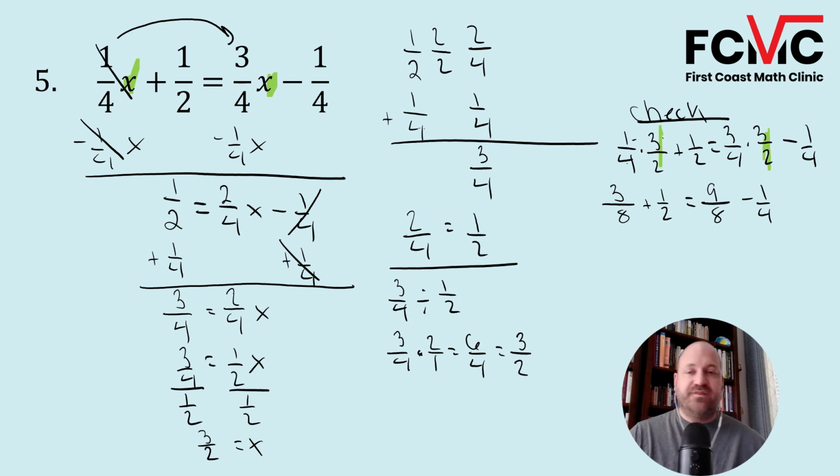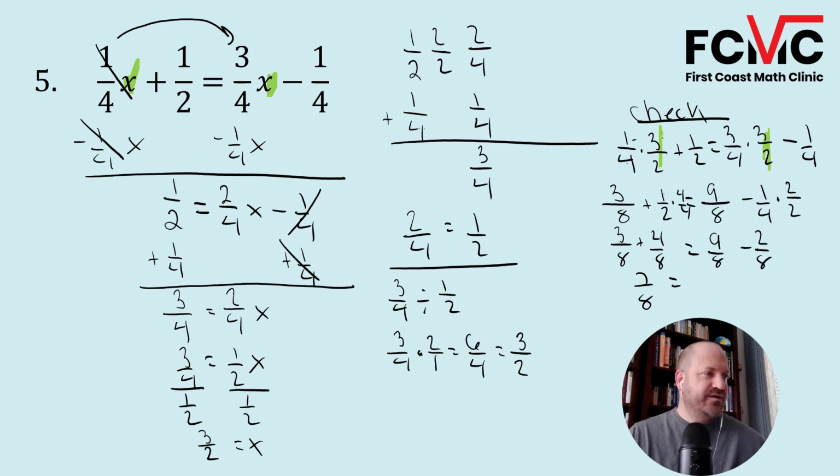So let's get some common denominators now. Well, what can I multiply 1 over 2 by to get a common denominator of 8? I can multiply this by 4 over 4. So this is going to become 3 over 8 plus 4 over 8. So this gives me 7 over 8 on my left side. And on the right side, what can I multiply this by to get a common denominator of 8? Well, I can multiply this by 2 over 2. So I've got 9 over 8 minus 2 over 8. And then 9 minus 2 gives me 7 over 8.